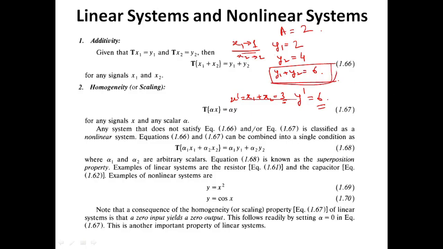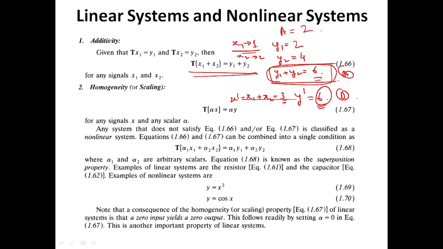Since your y1 plus y2 for the independent x1 and x2 is 6, and when you are combining both x1 and x2 and giving it as the input to the system, that is also 6, and since both sides A and B are the same, these kinds of systems are regarded as linear systems, and that is what has been provided over here in this equation. This is the meaning of this equation.